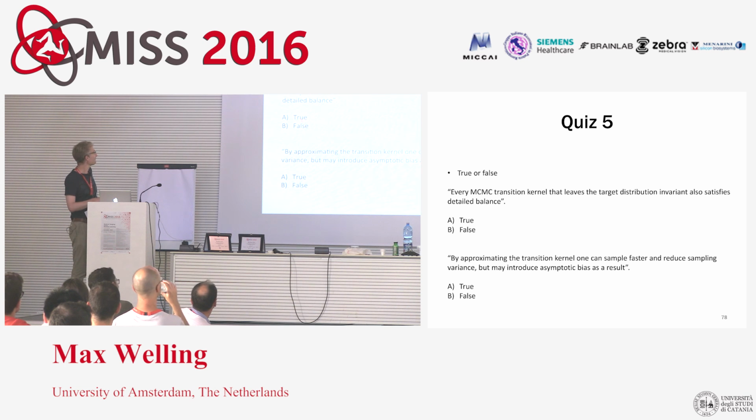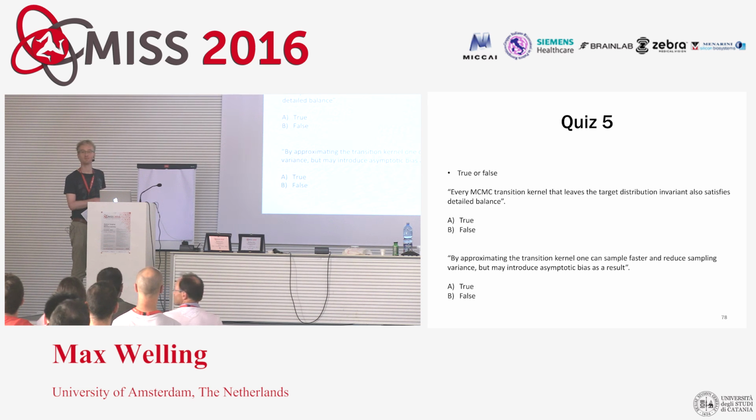Okay. So it says every MCMC transition kernel that leaves the target distribution invariant also satisfies detailed balance. It's reversed, right? If you have detailed balance, you will satisfy invariance, but if you're invariant, you do not need to satisfy detailed balance. So B is true.